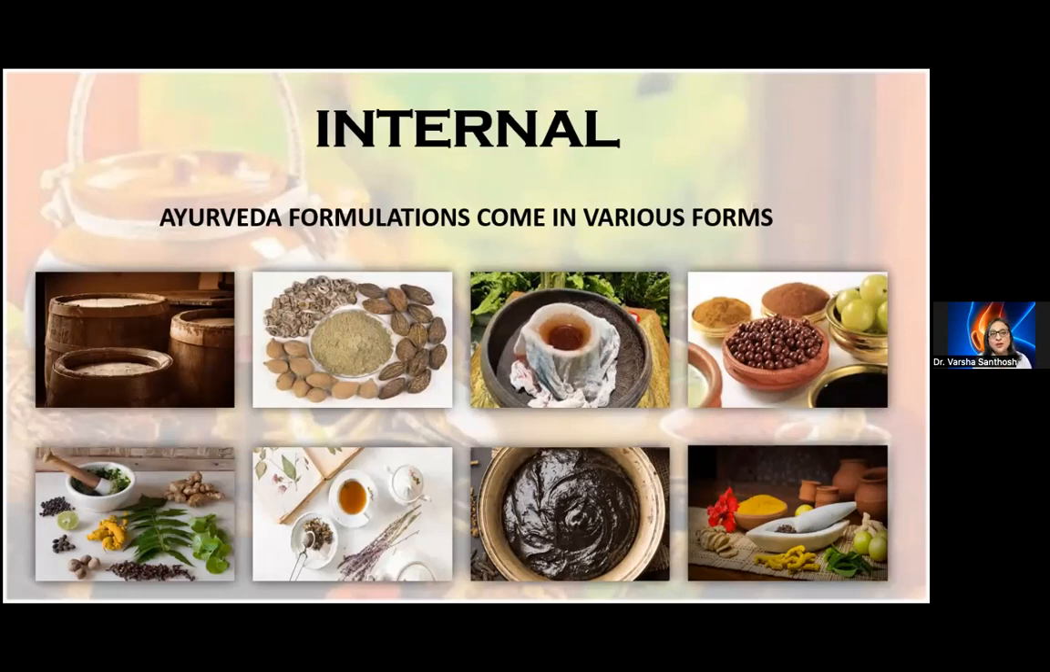Then there are different oils. Oils are not just external, but are also given for internal use. Then there are certain herbs that are mixed together and made into tablets. They are called gulikas or vatikas. Then there is a paste format, and then the kashaya, the decoction format. The pastes are called rasayanas. Decoctions are called kashayas.